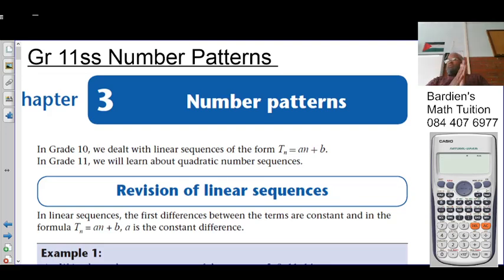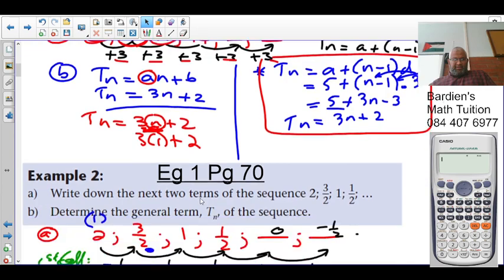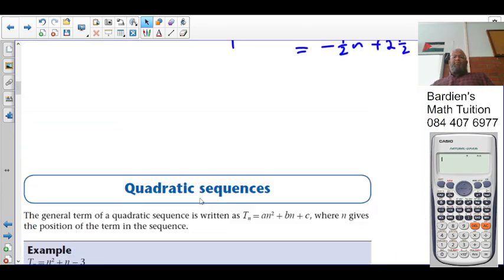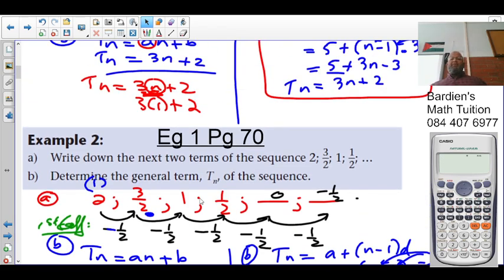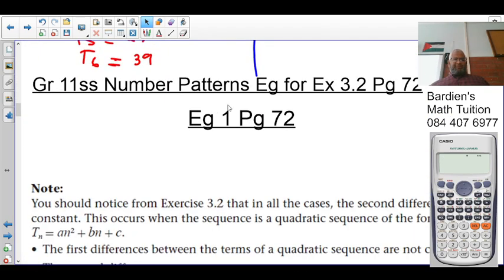Okay, good afternoon class. So today we're looking at number patterns. We spoke about quadratic number patterns, we spoke about linear patterns, not so? Or arithmetic patterns.